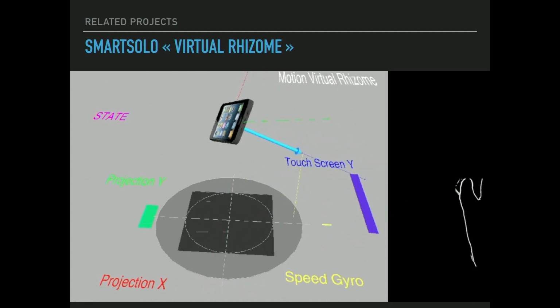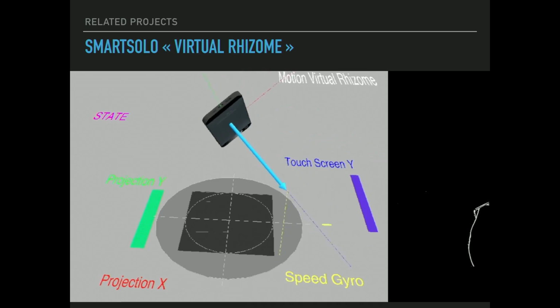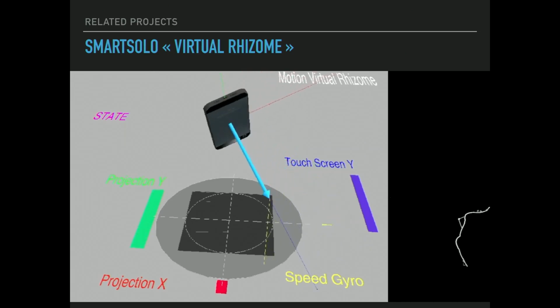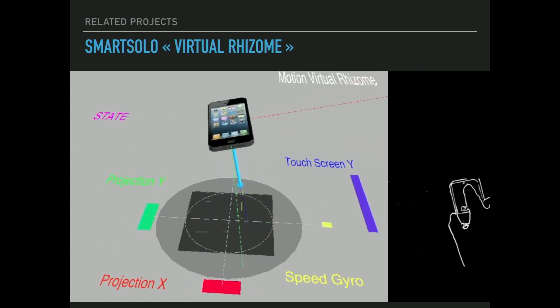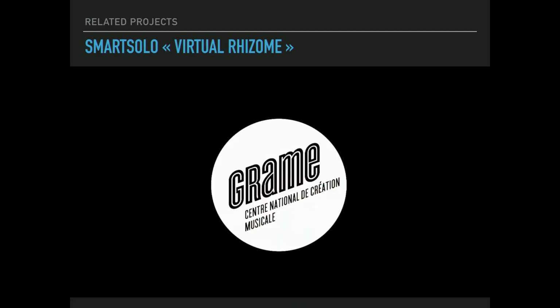And the speed of the gyroscope we can also use to create specific effects. And so this is an extract of the piece Virtual Rhizome.